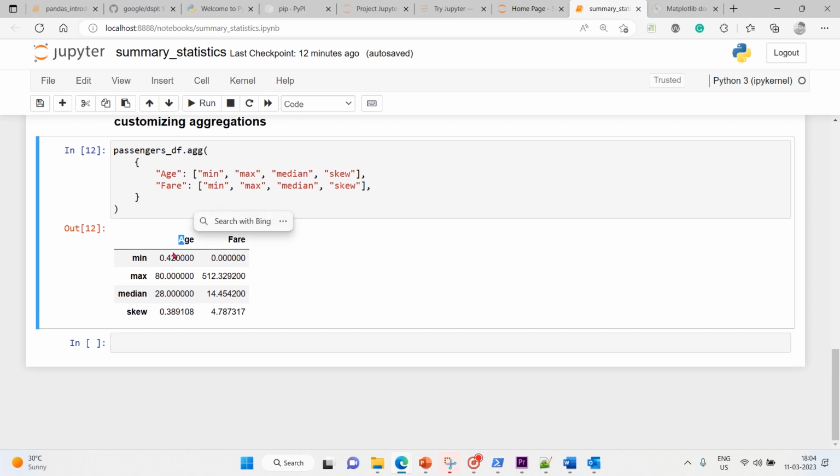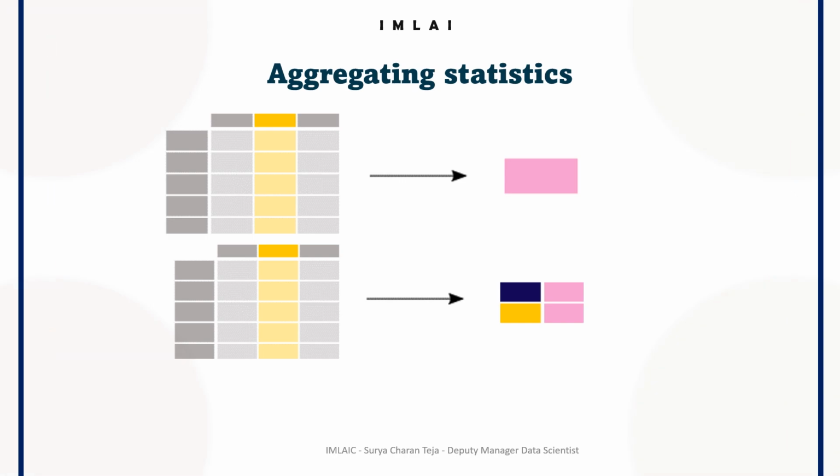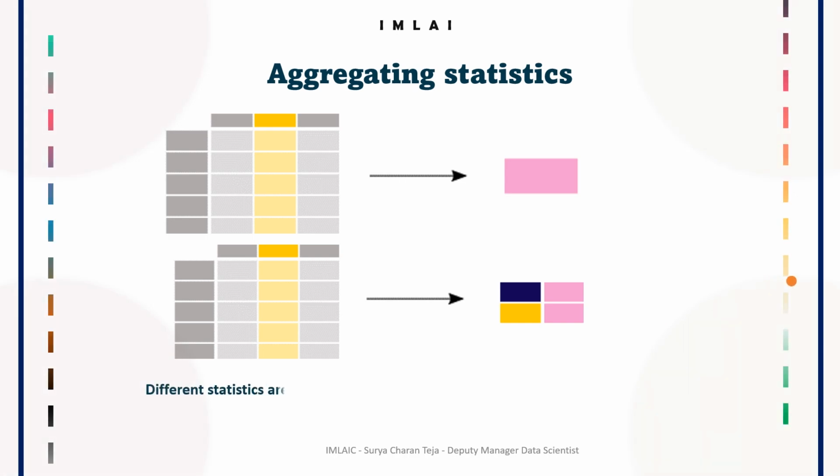So for age, minimum, maximum, median, skew, and for fare, minimum, maximum, median, skew. You can clearly see min, max, median, skew. Skew is higher for fare. It's 4.78, whereas skew is just 0.38 here. The median is pretty good, and the maximum fare is 512. So we can apply different statistics which are available and can be applied to the columns with numerical data.